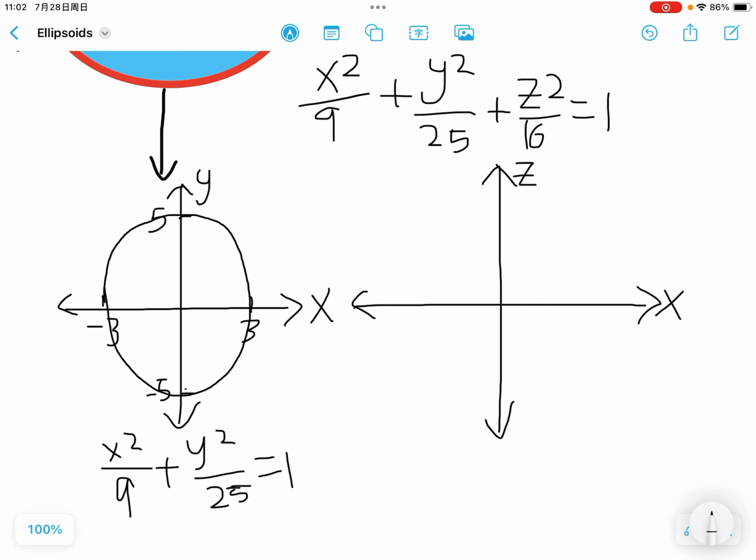And for the xz trace, we set y equals 0. So we have x squared over 9 plus z squared over 16 is equal to 1. So this is also an ellipse. So all three traces are actually an ellipse. So this is the major focus. This is the minor focus.